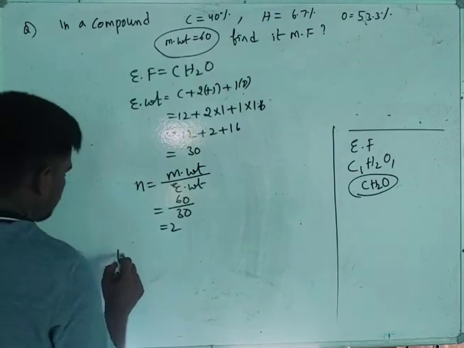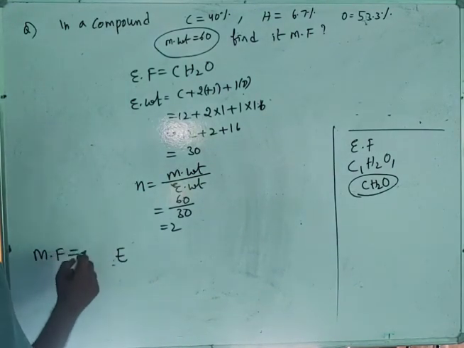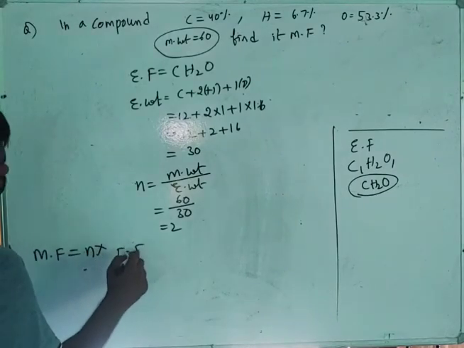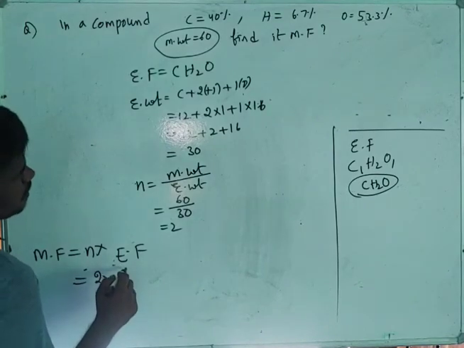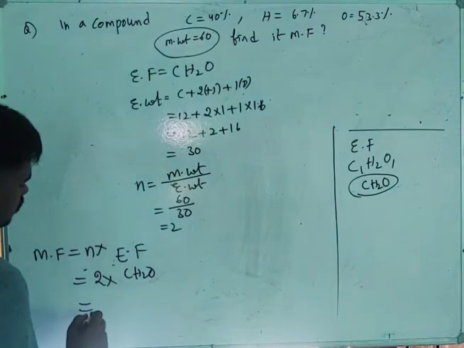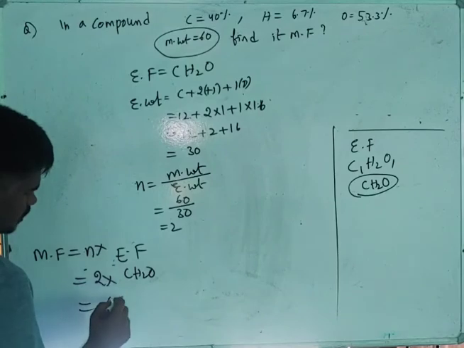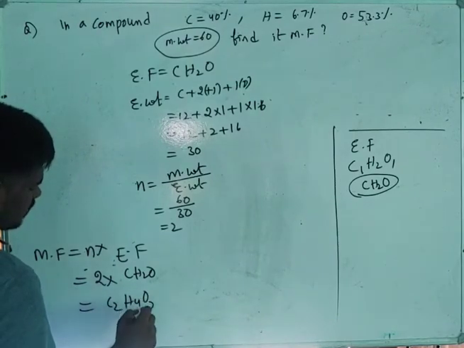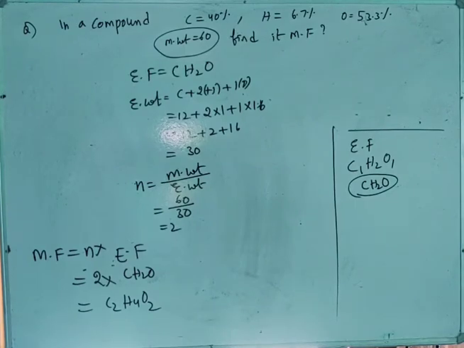So now the molecular formula is equal to n into the empirical formula. The n value is 2, and the empirical formula is CH2O, so it is 2 into C, that is 2 carbons, 2 into 2 hydrogens, 4 hydrogens, and 2 oxygens. This is the molecular formula of the given compound. So like this we can find the molecular formula.